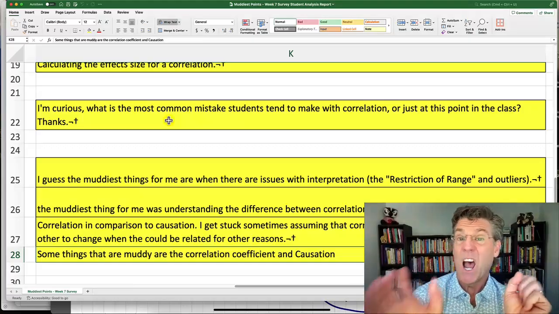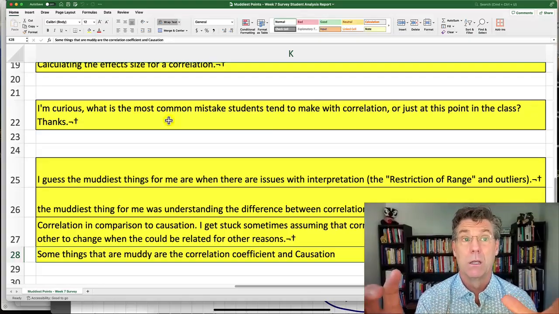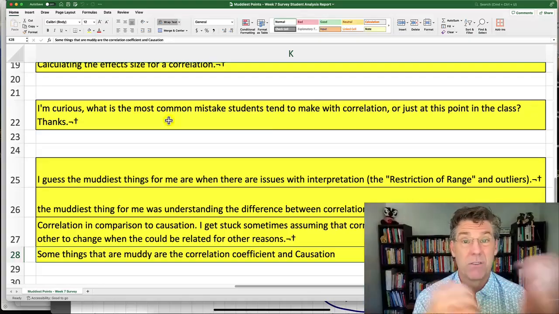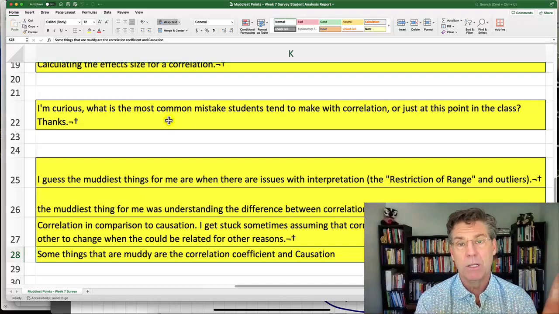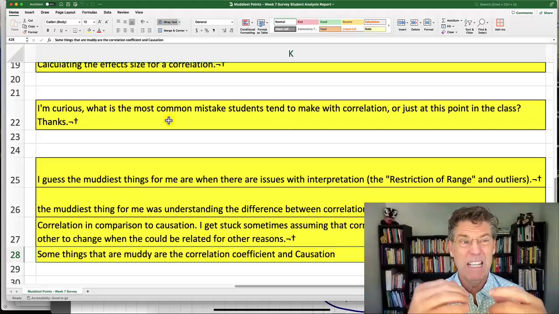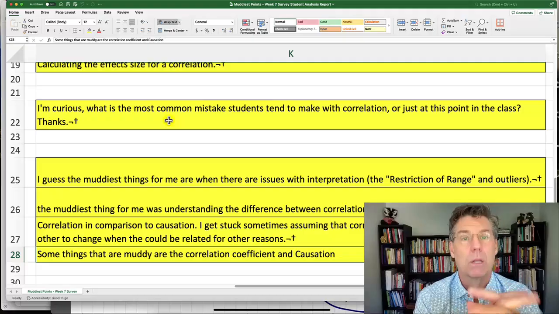So if you get a non-significant finding in a correlation, the best interpretation is that there's no relationship, because at that point, you have concluded that the relationship you're seeing is likely just due to chance. So it's not real. It's not a real correlation.